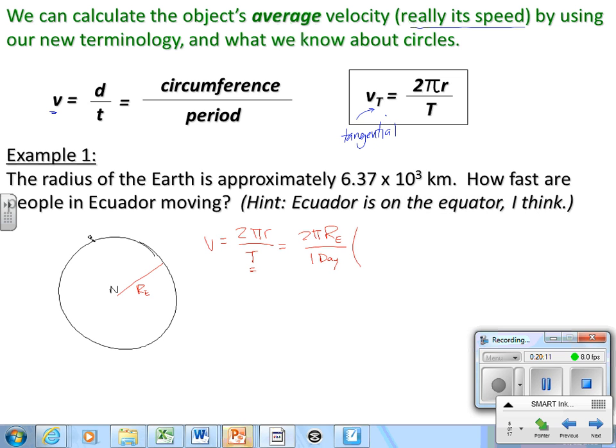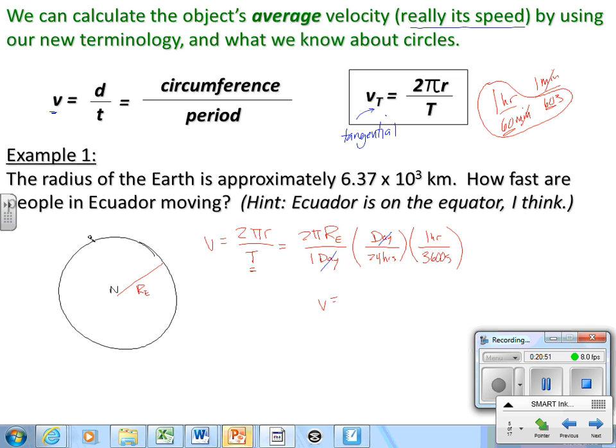That means in a day there are 24 hours, and in an hour there are 60 minutes, and in a minute, 60 seconds. So in an hour there are 60 times 60 seconds, or 3,600 seconds. Do the math, folks.